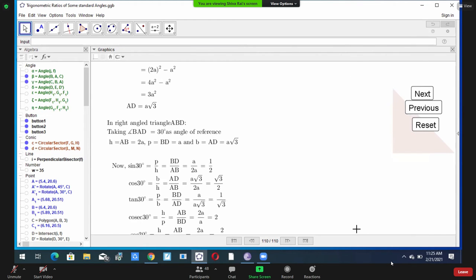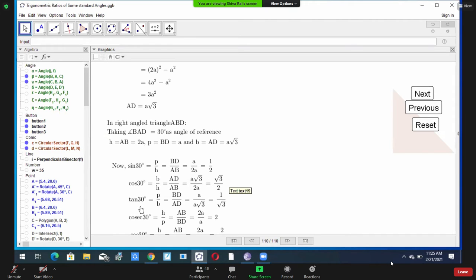Now cos 30 degree, like cos theta. Cos 30 degree equal to B upon H. B means what here? B means AD. You look here. B means base. And H means hypotenuse, already you know AB. Now substitute the values we got. Now cos 30 degree equal to root 3 upon 2. We are getting.